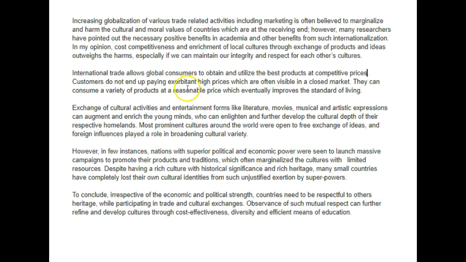Customers do not end up paying exorbitant high prices, which are often visible in a closed market. They can consume a variety of products at a reasonable price, which eventually improves the standard of living. Okay, so prices and standard of living. We've written a paragraph on cost and quality of life, but this was not asked for by the question. So this is a discuss both views and give your opinion.